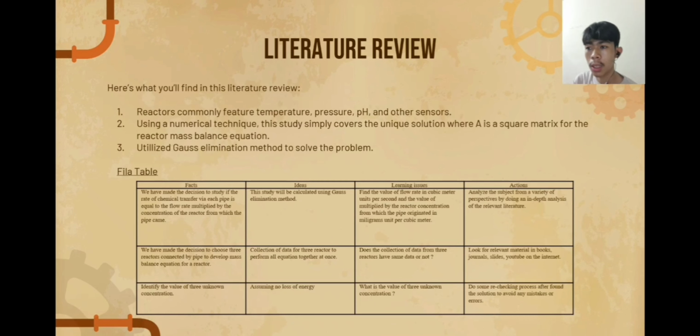So first of all, what is a reactor? A reactor can be as simple as a small kettle or as complex as a large vessel with a jacket or coil for heating and cooling, ports or nozzles for material addition and removal. It commonly features temperature, pressure, pH and other sensors.